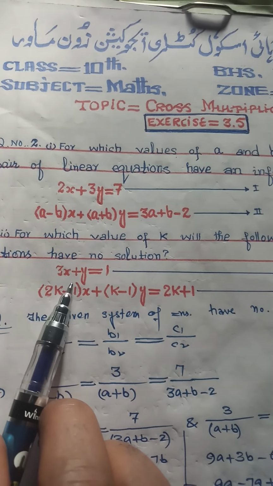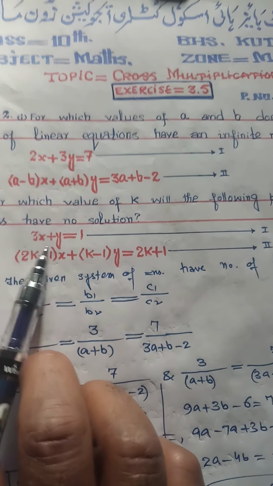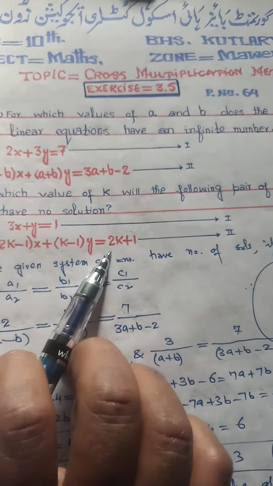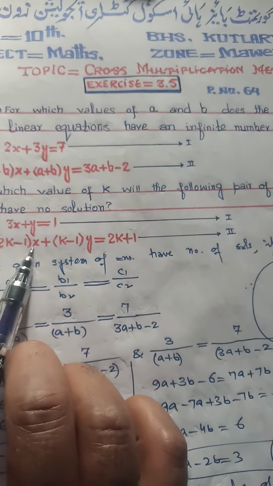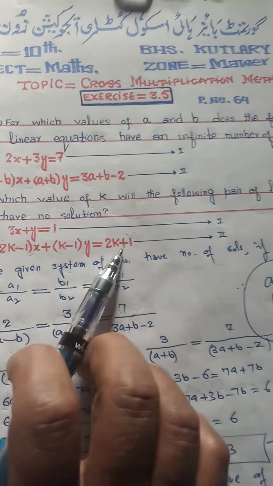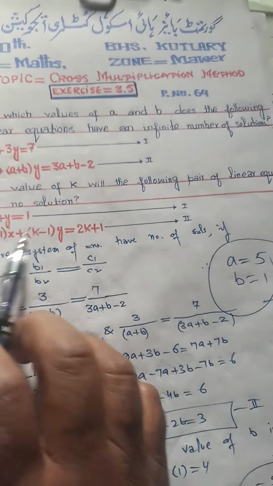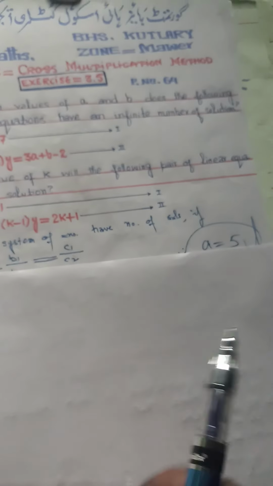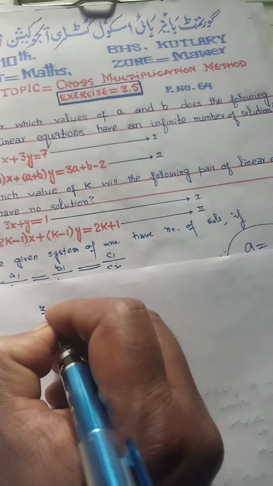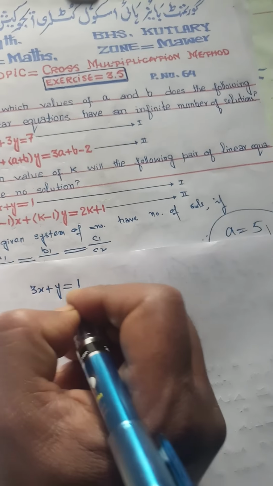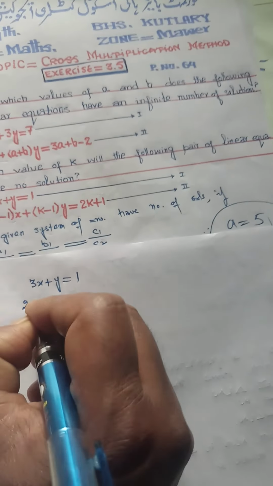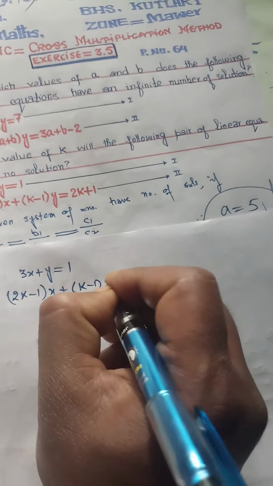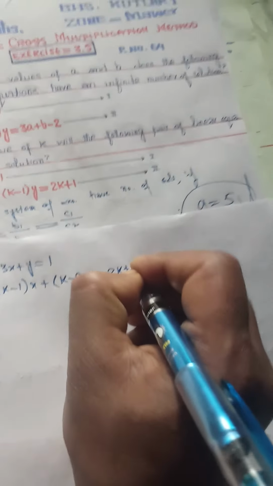This is 3x plus y is equal to 1. This is the first equation, and the second equation is (2k minus 1)x plus (k minus 1)y is equal to k plus 1. We had to find the value of k in this system of equations, so that these two linear equations have no solution. Now we will write the question again here. 3x plus y is equal to 1. (2k minus 1)x plus (k minus 1)y is equal to 2k plus 1.